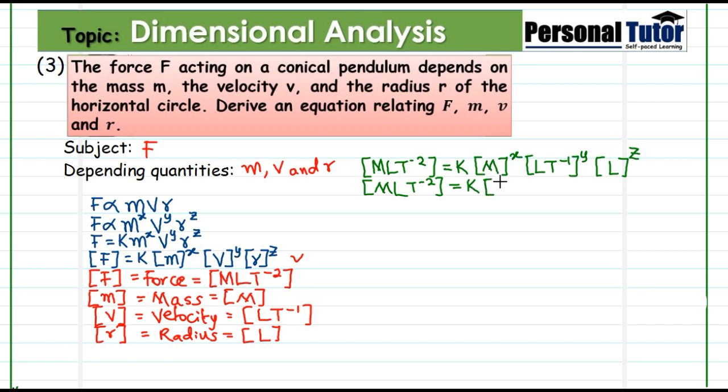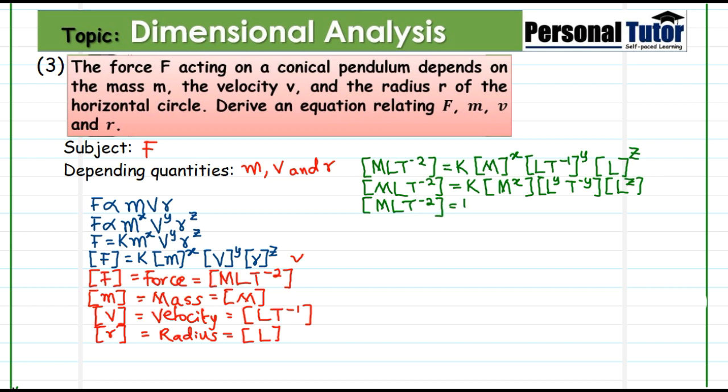Now expanding it, that will be M exponent x. For this, the L and the T will all carry a y. So L exponent y, T exponent minus y, because the powers are multiplying. And lastly, L exponent z. So take notice, we've not done this before. So take notice of this first example.